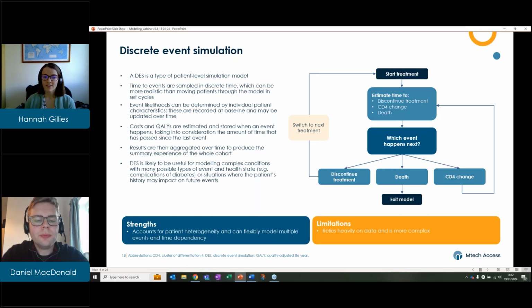So the strengths are that it can account for the patient heterogeneity, with it being a patient-level model. The flexibility can be applied from modelling multiple events and also for taking into account the time dependency. However, the main limitation is that it does rely heavily on data and is more complex. So whereas the other models we've discussed so far could be typically developed in Excel, a discrete event simulation would need to use a programming language.